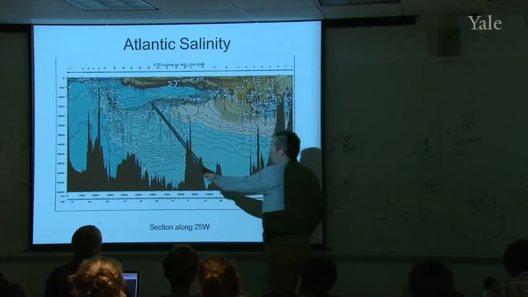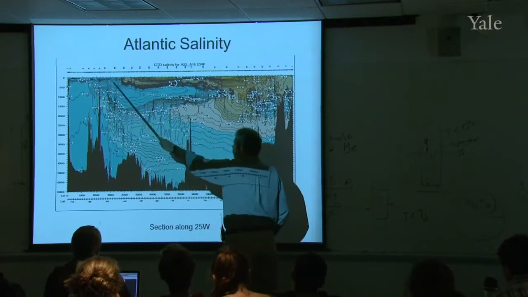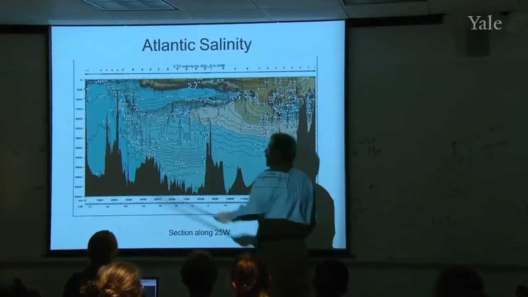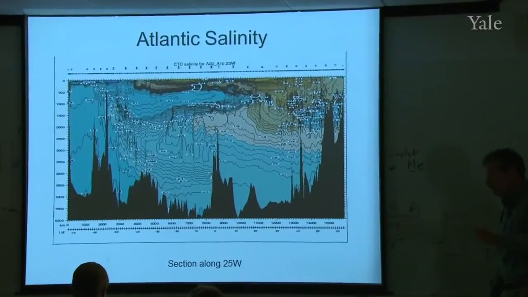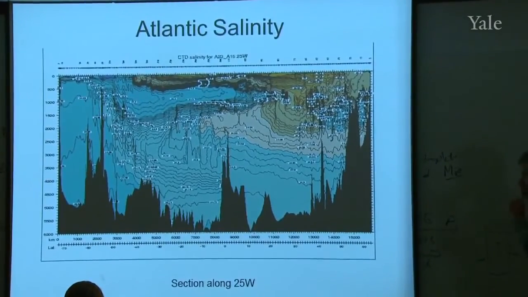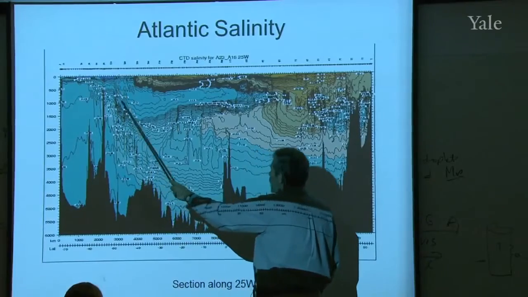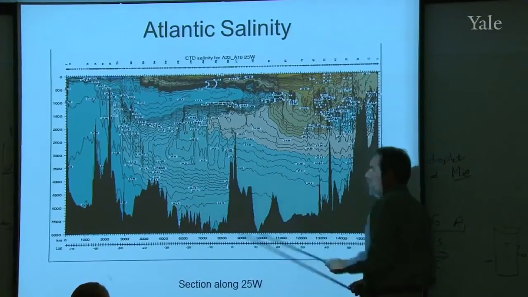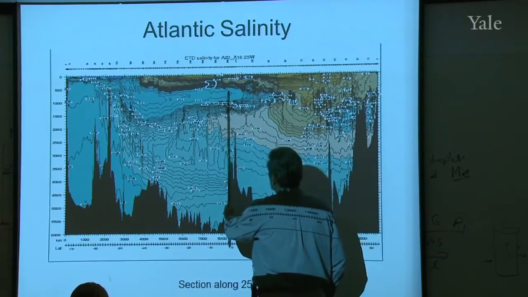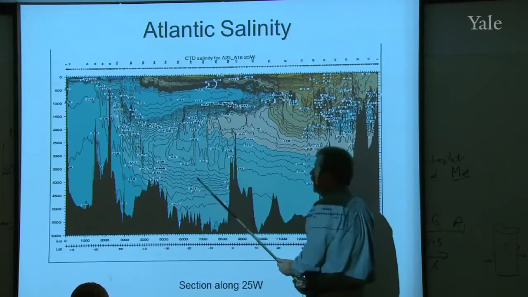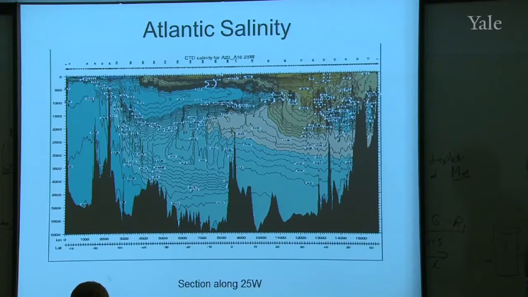But look at this thing. There's a tongue. Apparently a water mass is being formed here in the Southern Ocean. Not close to the shores of Antarctica, but in the Southern Ocean. It sinks, and then it spreads northwards as a tongue, again reaching the equator, actually going a little bit north of the equator. That's called the Antarctic Intermediate Water, AAIW.